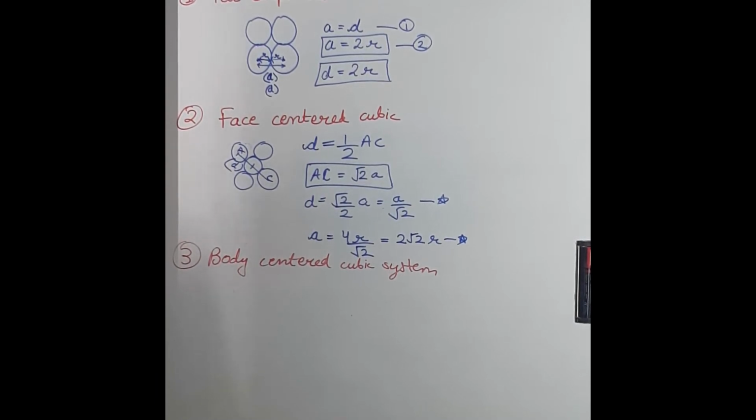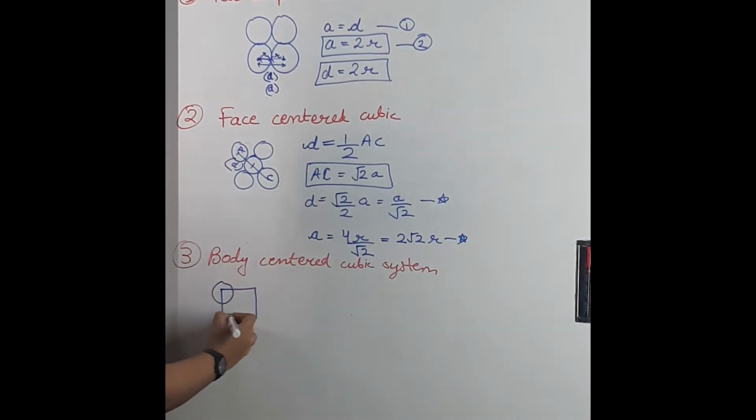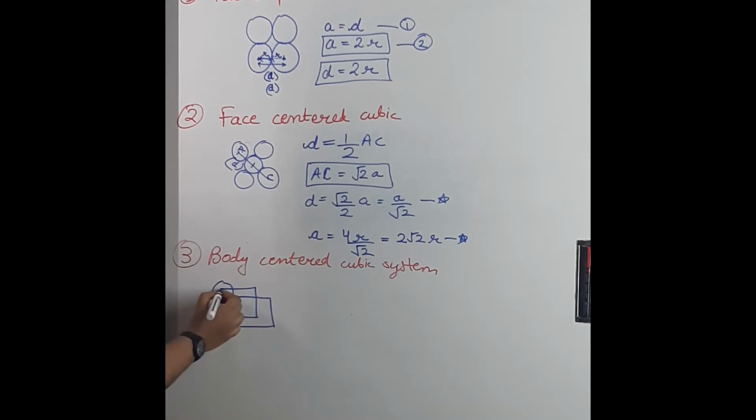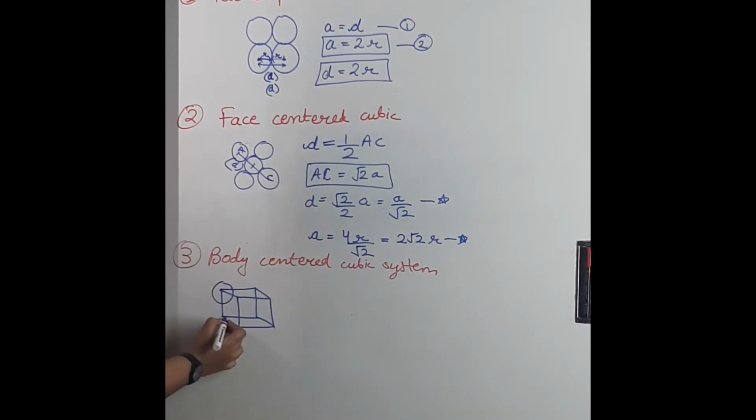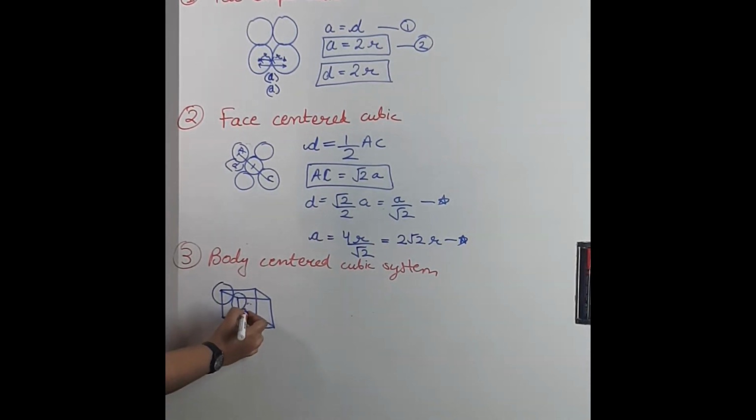In the body centered cubic system, as the name indicates, the constituent particles are present at the corner of each unit cell as well as at the center of the body. So if this is a unit cell, then the constituent particles are present at the corner and at the center of the unit cell.